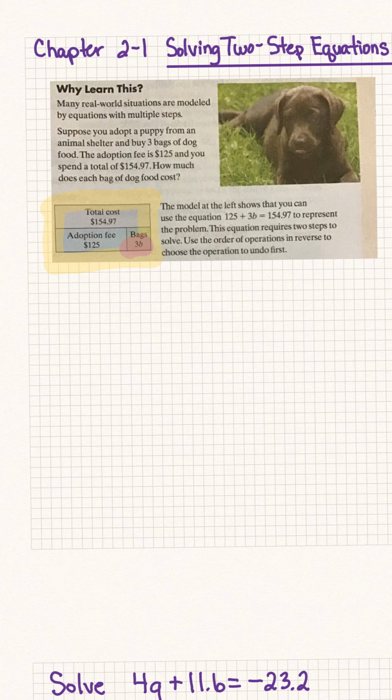So the model at the left shows that you can use an equation, 125 plus 3b equals 154.97 to represent the problem. This equation requires 2 steps to solve. Use the order of operations in reverse to choose the operation to undo first.